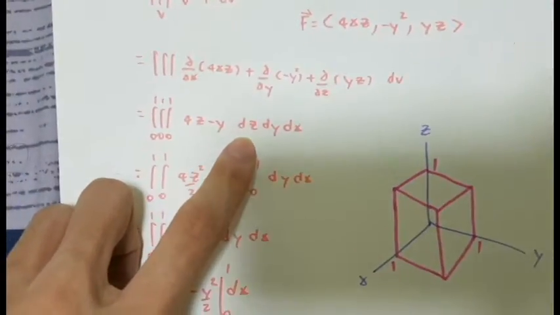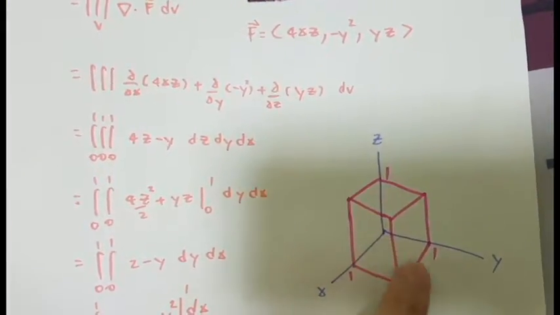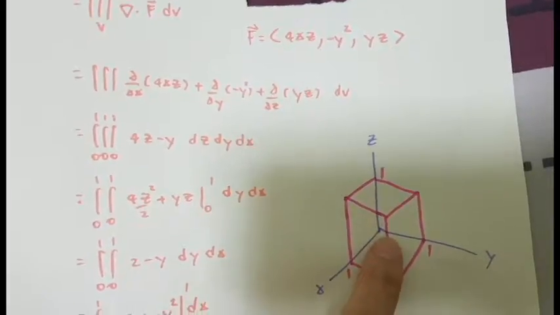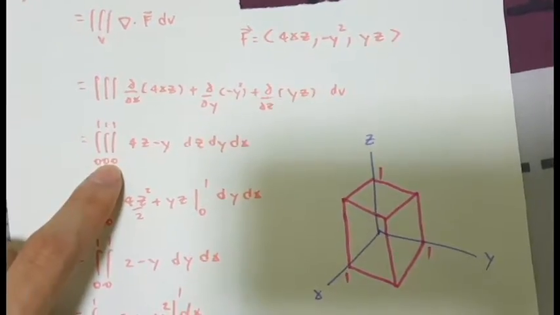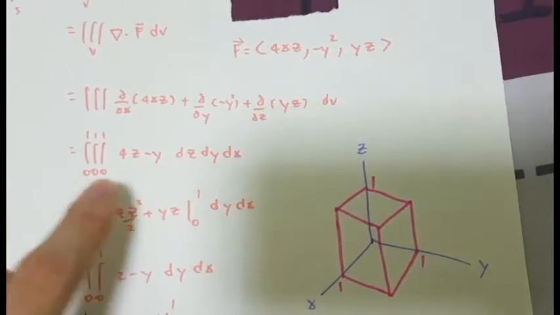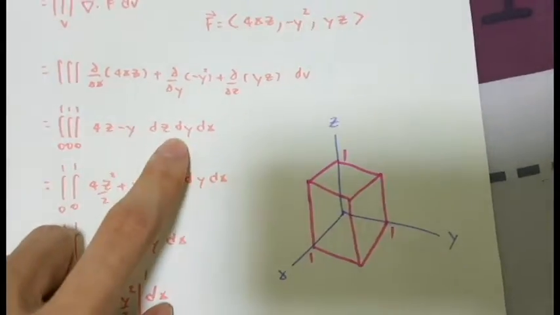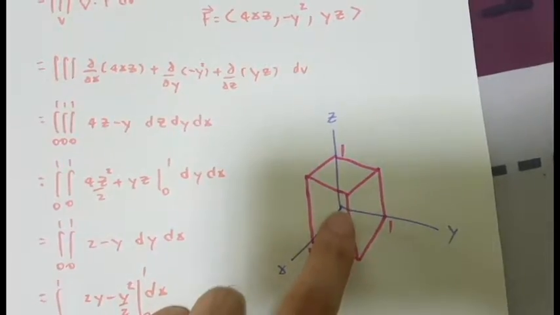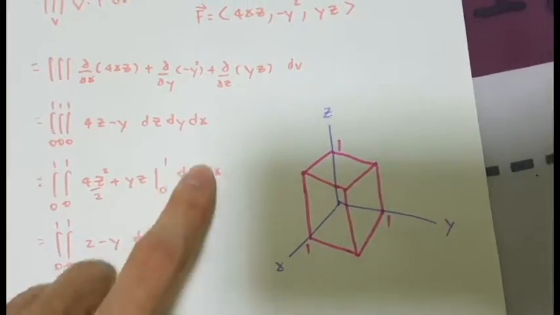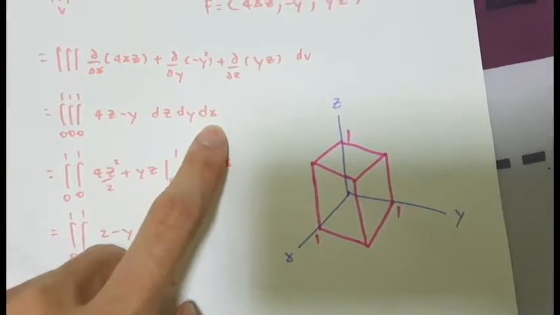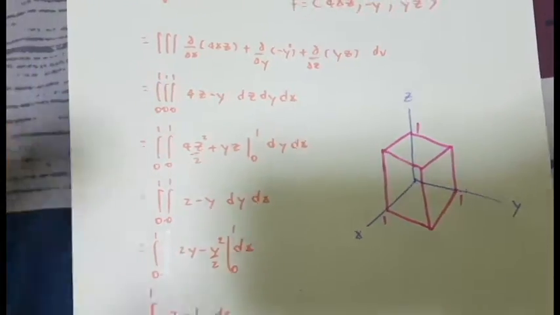First I find dz. dz starts at 0 and ends at 1, so we get 0 to 1. Next dy starts at 0 to 1, so we get 0 to 1. And last dx, the same, starts at 0 to 1, so we get 0 to 1.